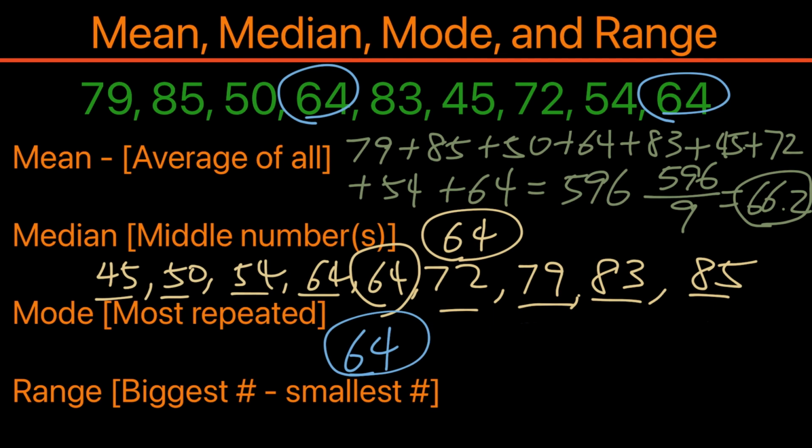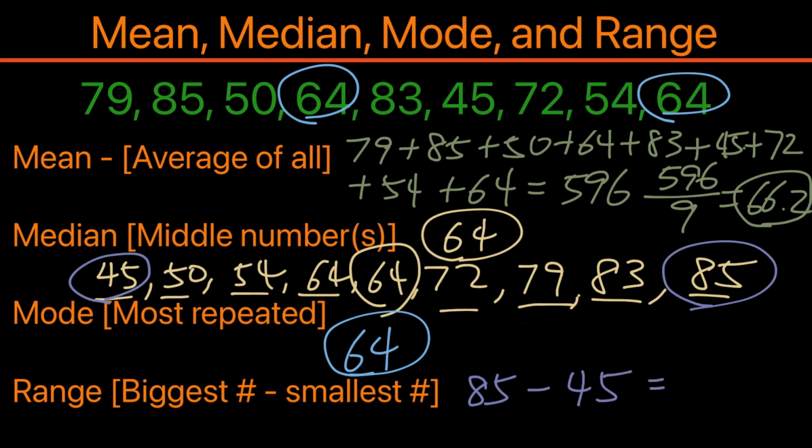Now for the last item, we have the range. And the range is simply the biggest number minus the smallest number. The way to find the biggest number would be listing them in order, and since we already did that for the median, we can see that 85 is the biggest number and 45 is the smallest number. So all we have to do is take 85 minus 45, and the answer would be 40. So 40 would be the range.